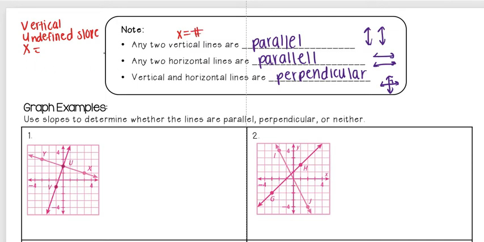Horizontal lines, on the other hand, are always going to be y equals a number. And that's going to be my Hoy. So horizontal, 0 slope, so m equals 0, and it's y equals a number.